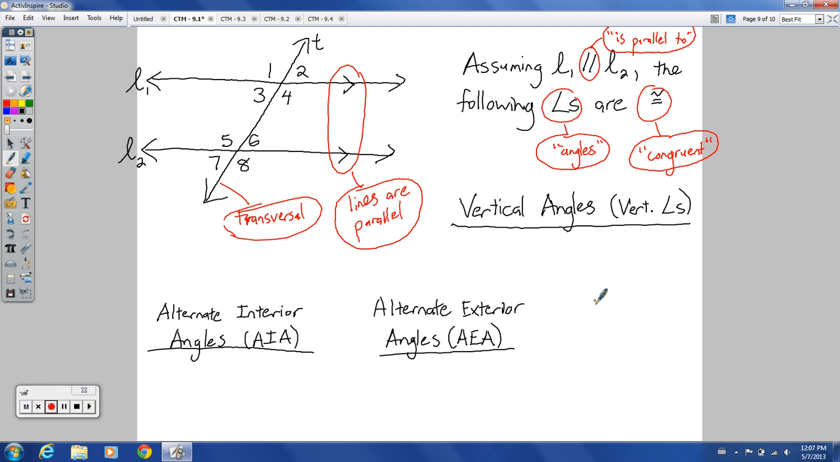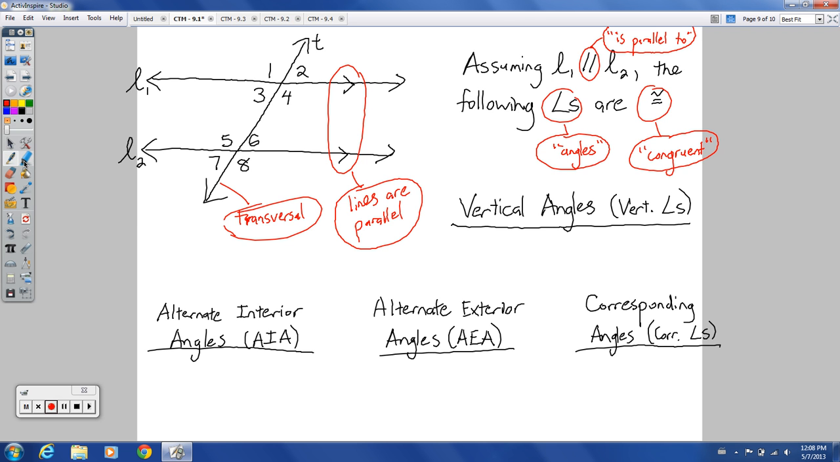And for corresponding angles, the generally accepted shortened way to write that is like this: corresponding, and then angles, like that. At least that's how we'll write it in this class. So vertical angles would be angles that are right across from each other.